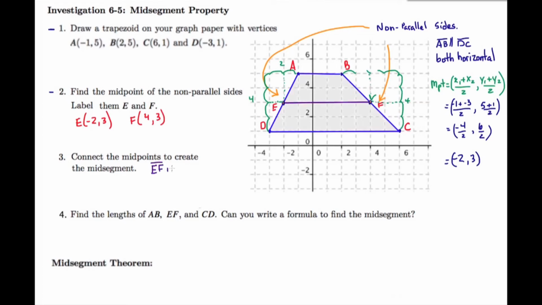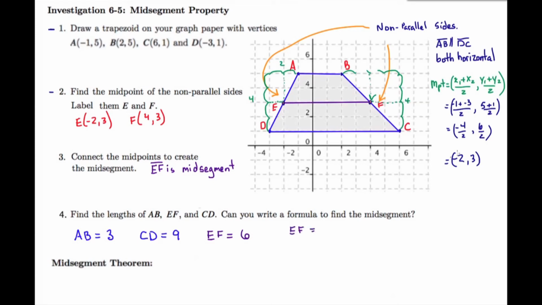Part 3, connect the midpoints to create the mid-segment. So segment EF is the mid-segment. Now let's find the lengths of AB, EF, and CD. So AB would be 3 units. CD here is 9, just counting them straight horizontally across. And EF would be 6 units.